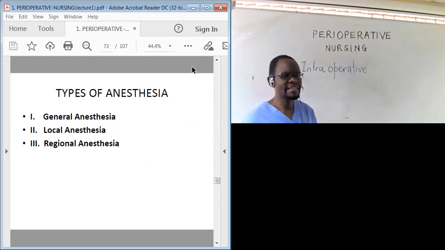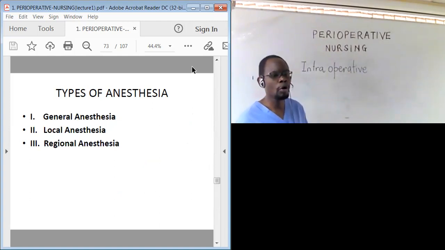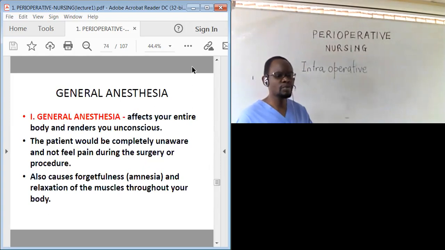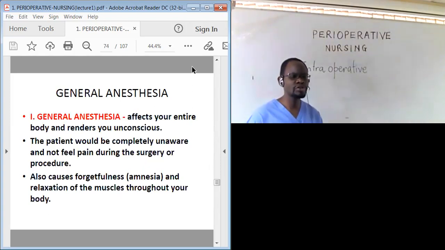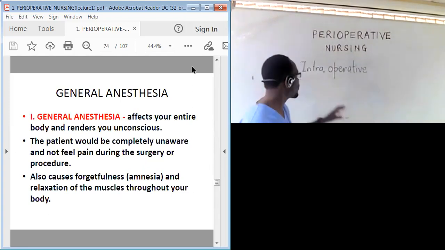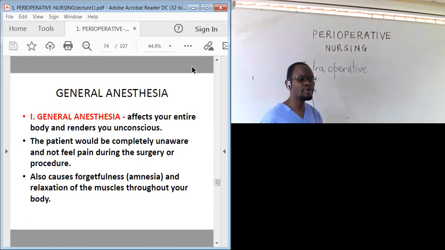Now, anesthesia can be general, local, or regional. We are not going to go into the nitty-gritty of these, but it is very important to talk about them since we are dealing with intraoperative care, or the intraoperative phase of perioperative nursing.